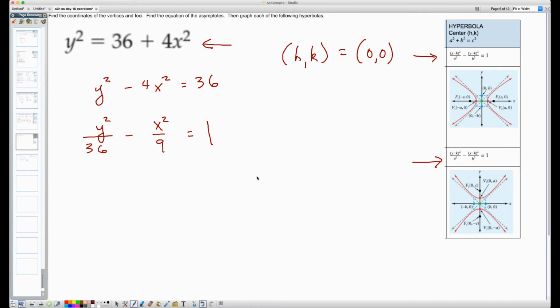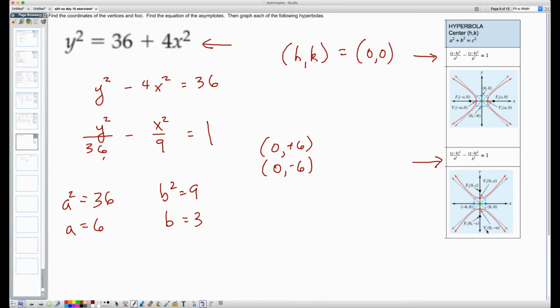So my vertices are going to be (0, a) and (0, negative a). Well, what is a? This is a squared: 36 is equal to a squared, so a is equal to 6. 9 is equal to b squared, so b is equal to 3. So (0, 6) and (0, negative 6) will be my vertices, vertex 1 and vertex 2.